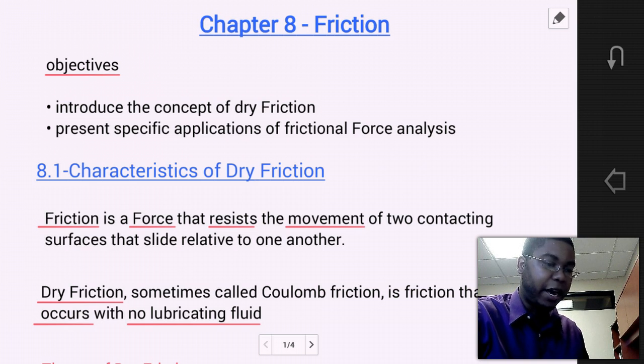The objectives that we have for Chapter 8 are to introduce the concept of dry friction and show how to analyze the equilibrium of rigid bodies subject to this force, and to present specific applications of frictional force analysis.